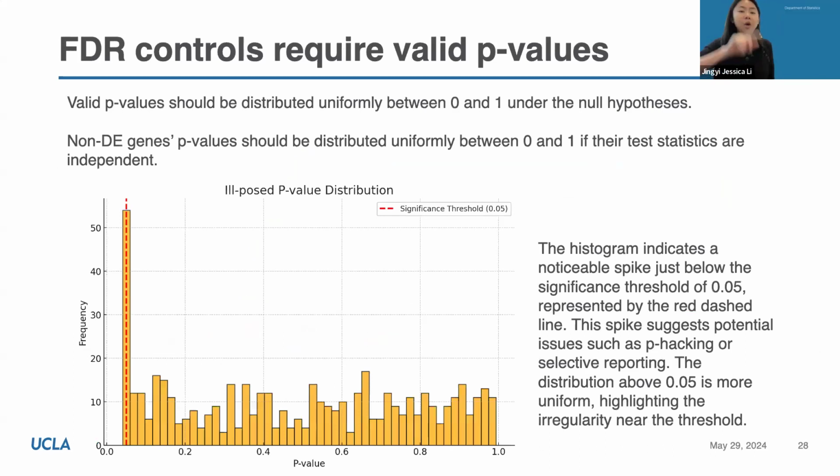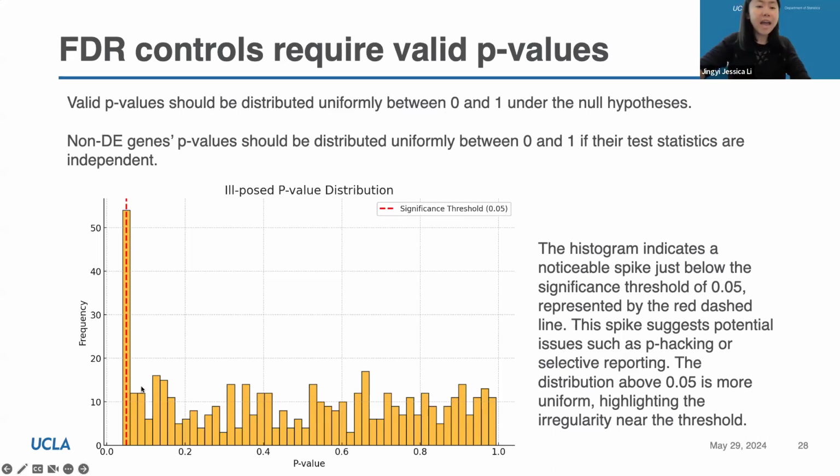All right, but what I want to say here is that FDR control requires valid p-values. By valid, I mean that the p-values under the null hypothesis should be distributed uniformly between 0 and 1 if the test statistics come from the null. Otherwise, it indicates that you don't have valid p-values. A way to check is to plot the p-values across your tests to see the shape. We should expect a relatively uniform distribution for most p-values, but with a small spike near 0 to indicate the things we want to reject.